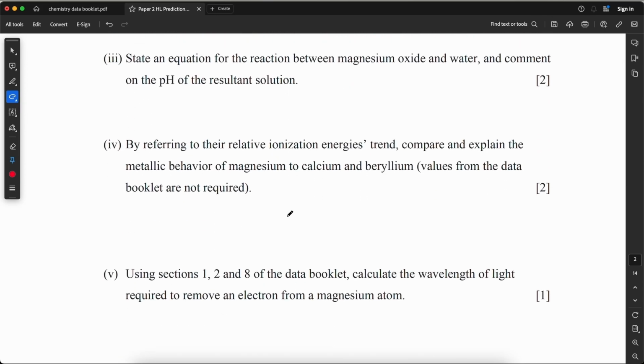State an equation for the reaction between magnesium oxide and water and comment on the pH of the resultant solution. So the reaction of magnesium oxide when it reacts with water, it will produce Mg(OH)2, which is a base, so the pH would be bigger than 7.